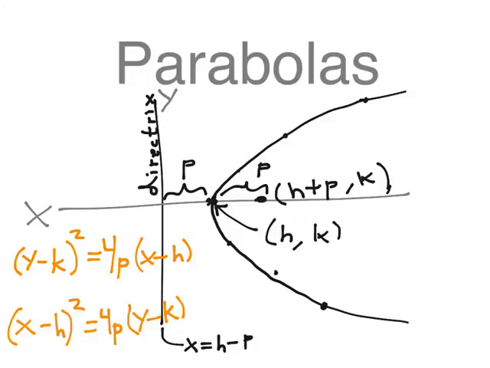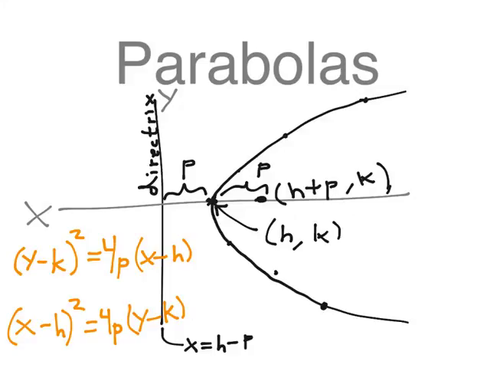And I've written it again for up and down. For the up and down case, if P is positive, it opens up, and if P is negative, it opens down. So if P is ever positive, depending on whether you're working with X and Y's, it opens either up or to the right. If it's negative, it points down or to the left.